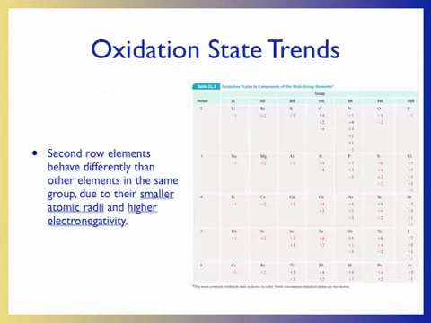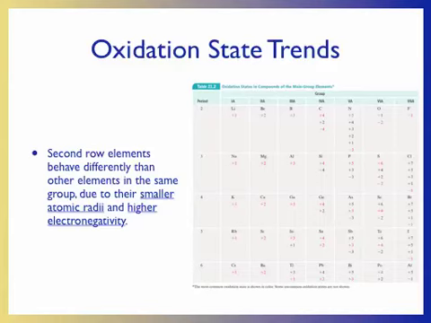One thing that you may also notice is that second row elements behave much differently than other elements in the same group. This is because second row elements, being at the top of the group, have the smallest atomic radius. Atomic radius increases from top to bottom as you go down a group. They also have higher electronegativity, which decreases as you move down a group.